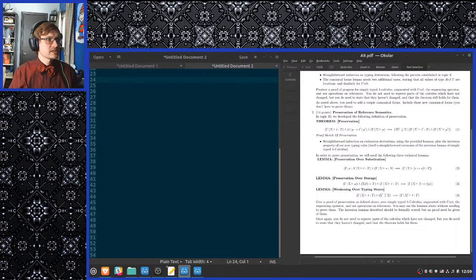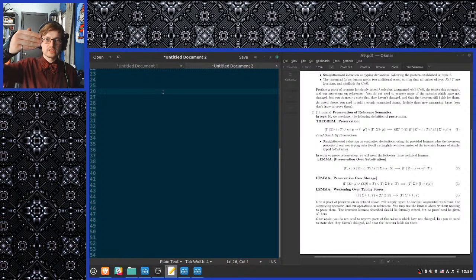So to set this one up, you need some new inversion lemmas. For example, considering a location term, if a location term has a type, it must be of type ref t. If an allocation term has a type, it must be of type ref t as well.